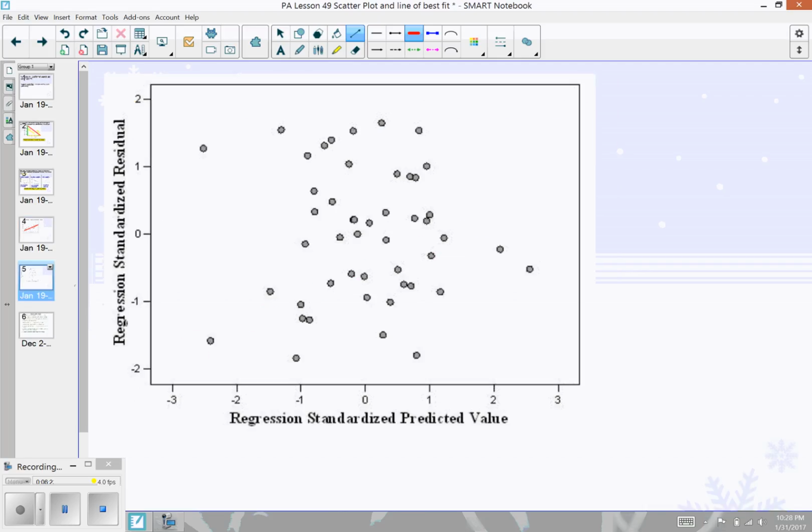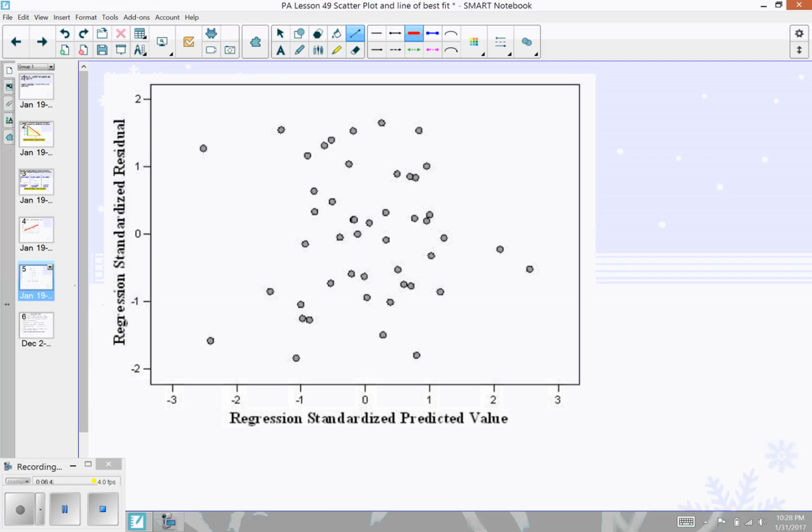In this next example, we are looking at our scatter plot again. Here are all the points that have been randomly placed based off of the data. And this is the regression of standardized predicted value. So as the price of something changes, what happens to the residual value?